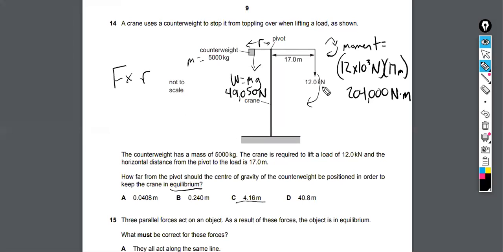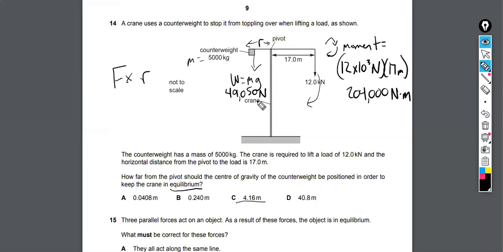Sometimes we might lift a 12,000 Newton weight. Other times it might be 15,000. We're gonna have to move this thing further out, okay, to keep it balanced, all right? Or if it's less weight, we have to bring it closer in, okay? So R is adjustable for this. How far do we move it?